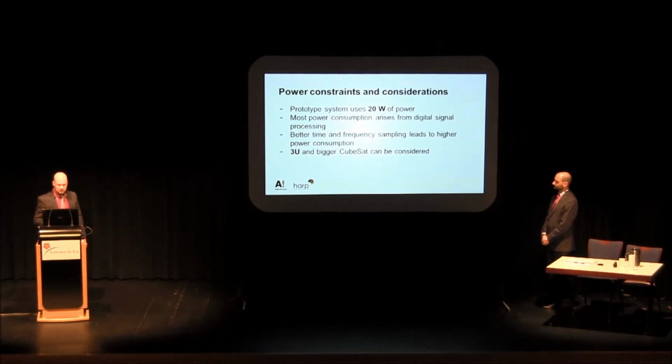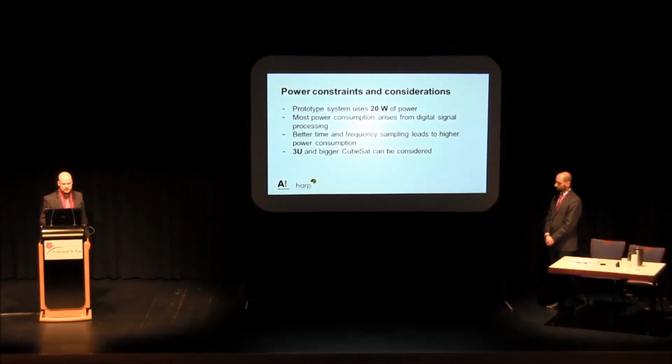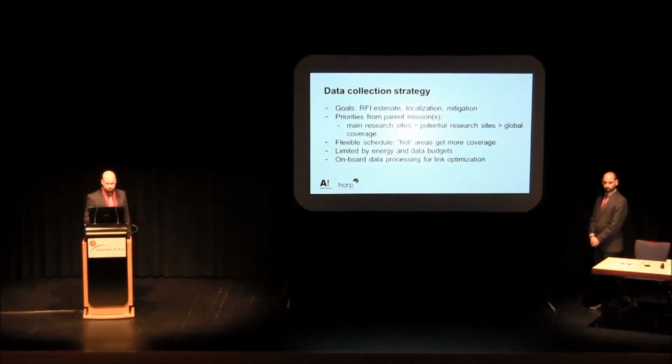Power constraints are quite severe for CubeSats. However, the prototype is working at 20 watts, and this can be scaled down because most of the power is consumed by the digital processing of the data. If we leave off a bit of the processing on the signal side, having smaller resolutions in frequency and time scale, we can reach levels of about 10 watts, which is typical for a CubeSat, and for example for a 3U CubeSat, it can be already feasible.